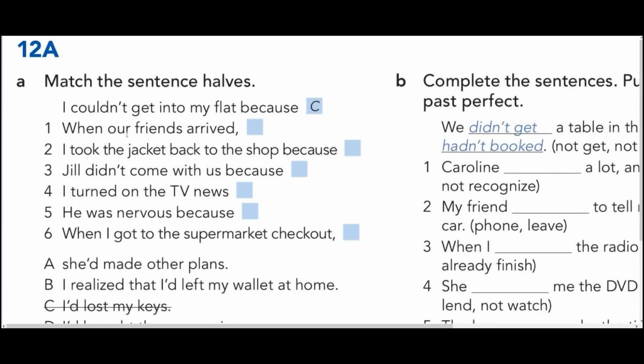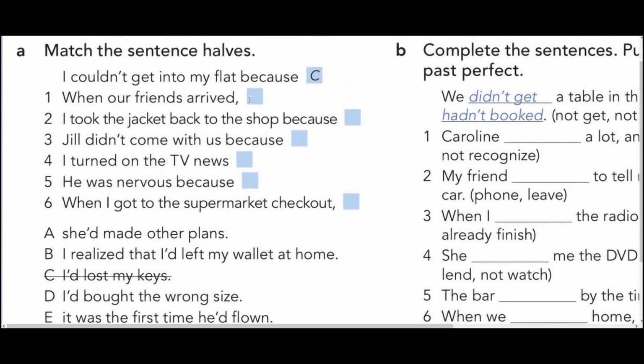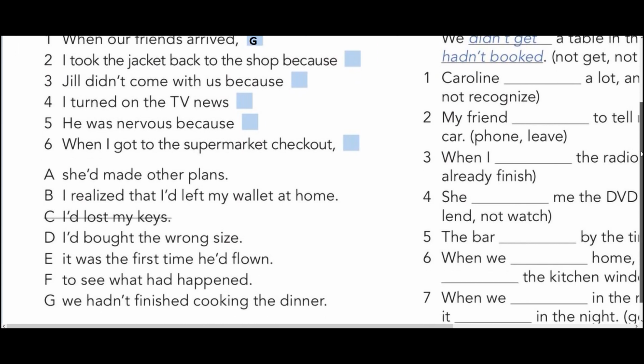Number 1. When our friends arrived, I think the answer is G. We hadn't finished cooking the dinner. Number 2. I took the jacket back to the shop because something had happened. Yes, because I'd bought the wrong size.